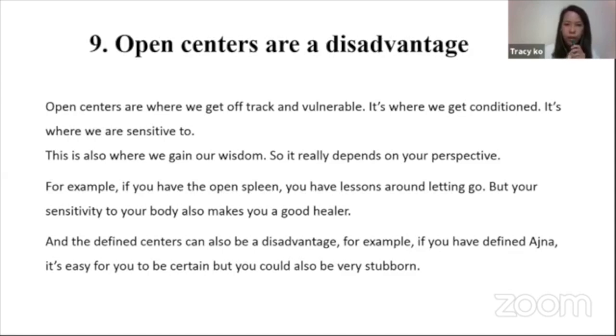And also the other thing that I want to point out is that a lot of people put their very focus on the open centers, thinking that the open centers are disadvantaged, but actually the defined centers can also be a disadvantage. Defined centers also have their shadow side. For example, if you have your defined Ajna, the good side is that it is very easy for you to be certain, but the shadow side is that you can be very stubborn and not listening to other people's.